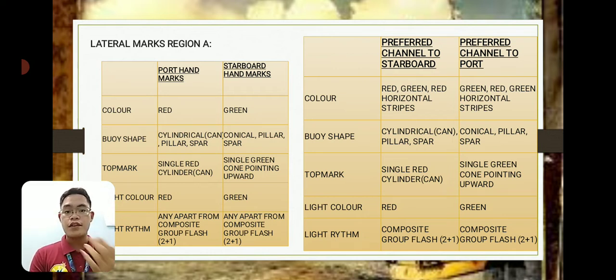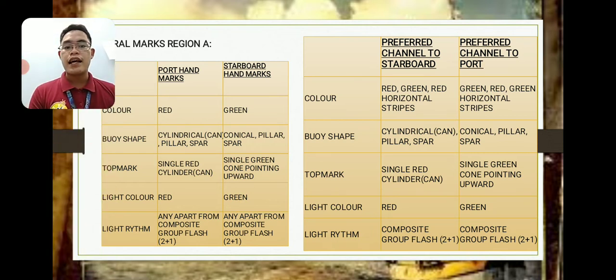So the top mark is a single red cylinder, or can. For the starboard, a single green cone pointing upward. So they are different, downward, upward, something like that. The light color is red and green: red for the port hand and green for the starboard hand marks. The light rhythm is any rhythm except composite group flash 2 plus 1. Any rhythm except composite group flash, the same for port and starboard.